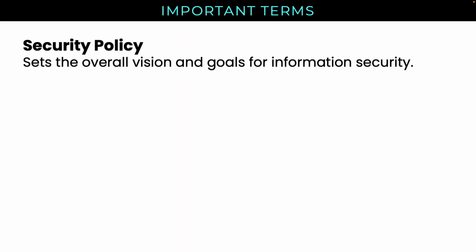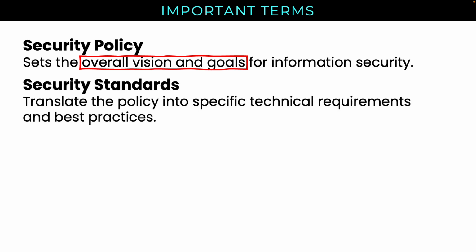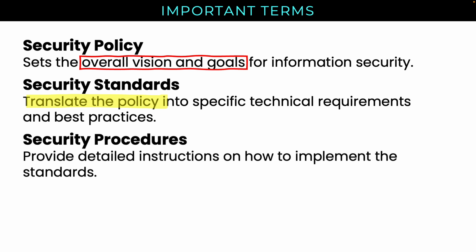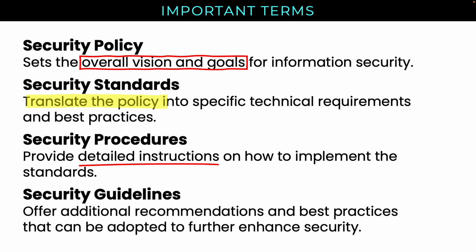So let's go a bit deeper. The security policy sets the overall vision and goals for information security. The standard translates the policy into specific technical requirements and best practices. Security procedures provide detailed instructions on how to implement the standards. And security guidelines offer additional recommendations and best practices that can be adopted to further enhance our security.